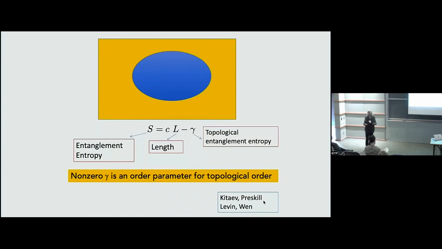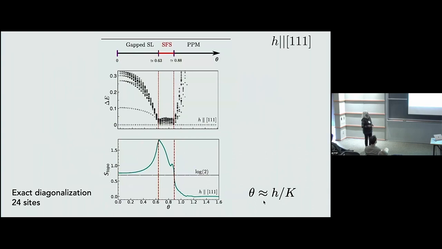And you can extract it, at least in the gapped phases, by looking at the entanglement entropy, which has a boundary term, and a reduction by gamma, which is exactly this topological entanglement entropy. So we can calculate that. And this is what you find as a function of the field axis.